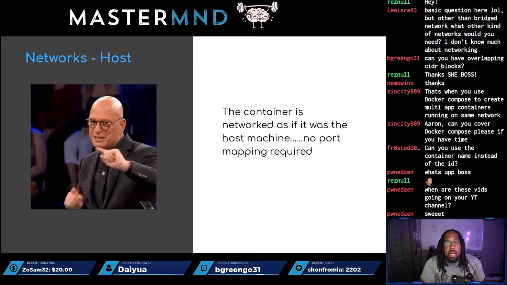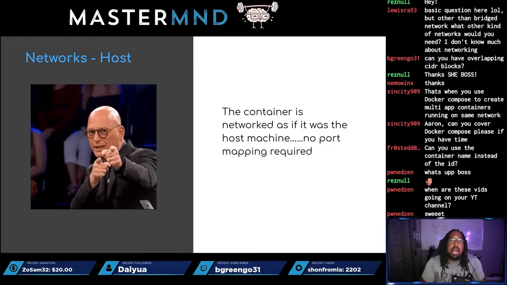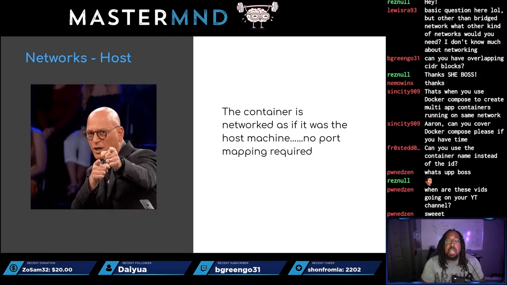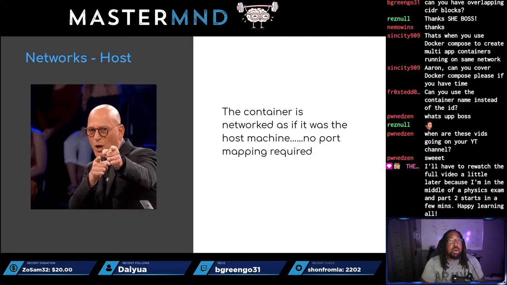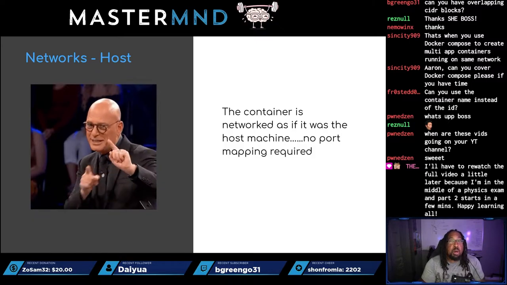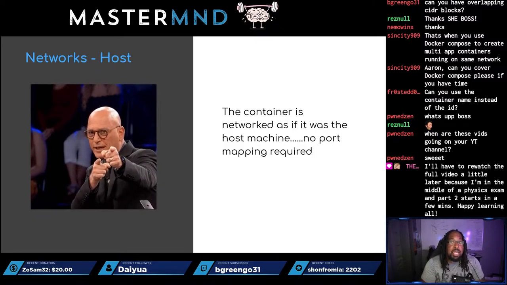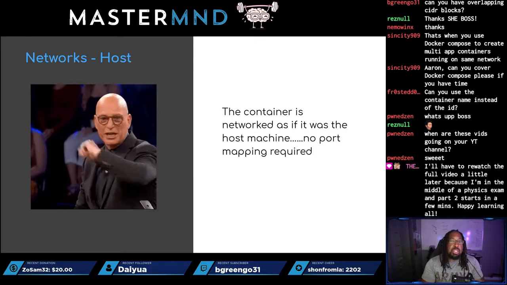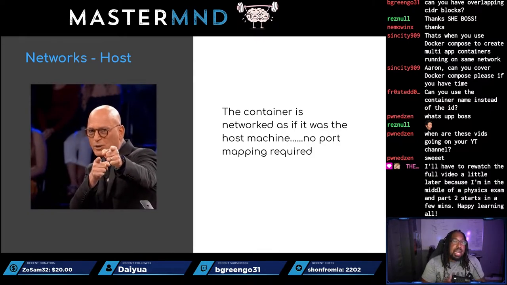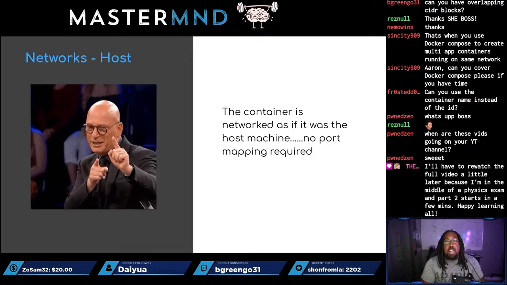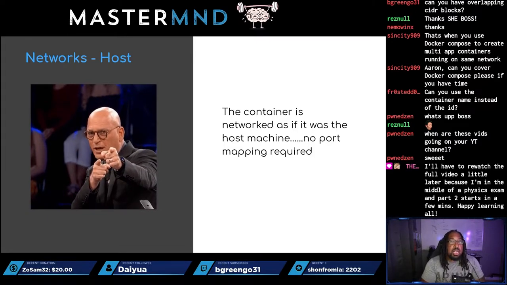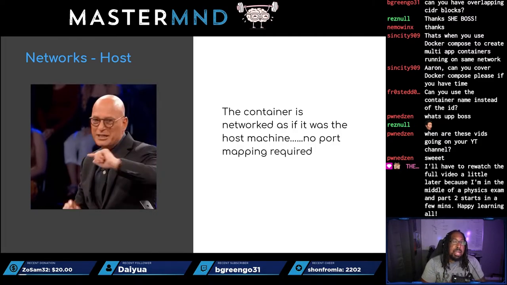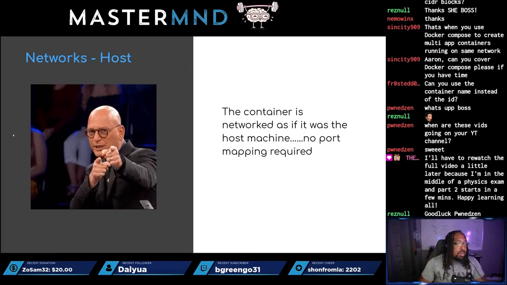But the host network: the container is networked as if it was part of the host machine, as if it was simply a process or application running on the host machine. No port mapping required. If I run something that is exposed on port 80, it will consume port 80 and be done. I don't have to map it at all. It'll just kind of work. But now that port 80 is consumed, I cannot run another container on port 80. So you lose some of the cool things about containers. But if you want to run an application like you normally would, but through a container, host networks may be the way to go. And we're going to see that in action right now.